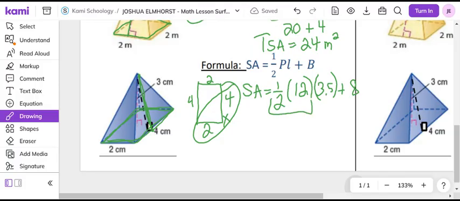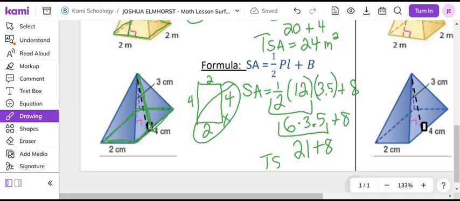Then processing the slant height times the perimeter, we have 1/2 times 12. 6 times 3.5 plus 8. 6 times 3 is 18, and then 6 times 0.5 is 3. So that's going to give us 21 plus 8, with a total surface area of 29 centimeters squared.